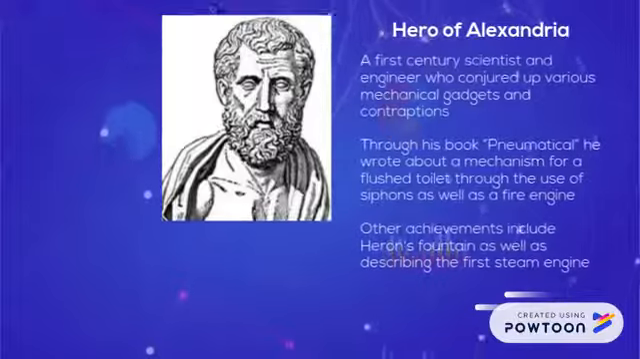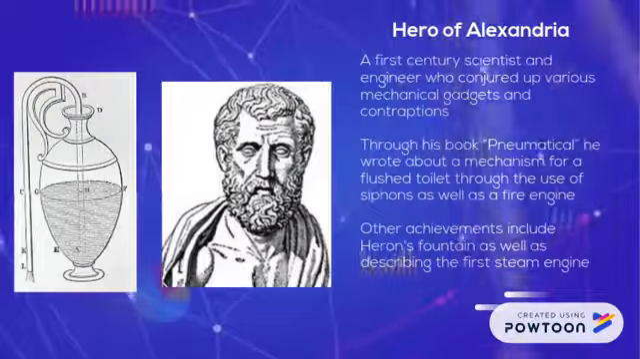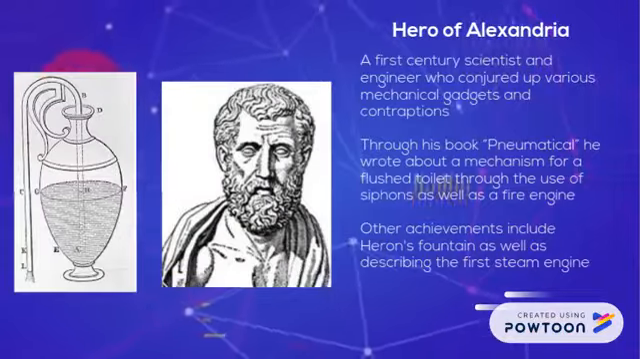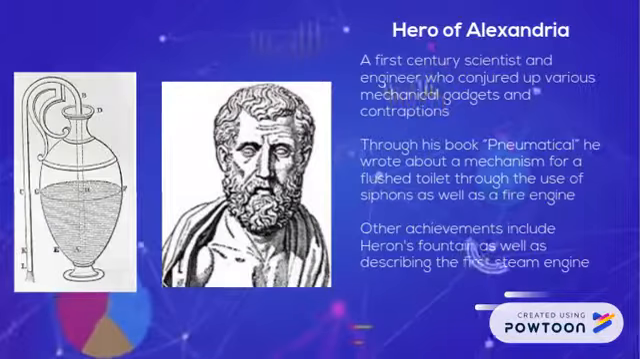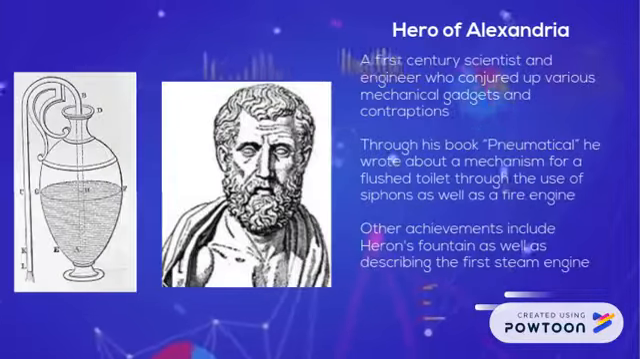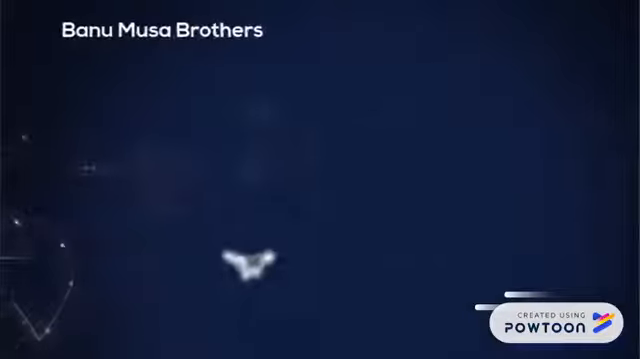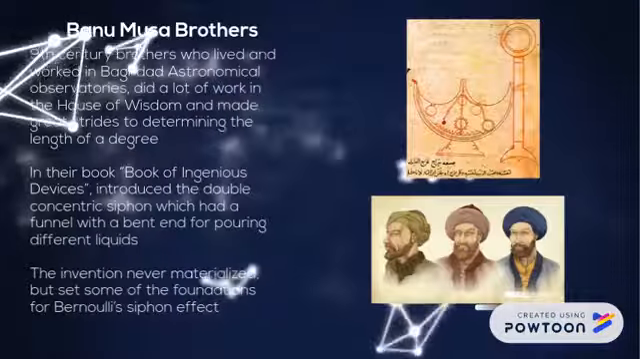The siphon was also the hero of Alexandria's book Pneumatica. Hero was a 1st century scientist and engineer who conjured up various mechanical gadgets and contraptions. Through his book Pneumatica, he wrote about a mechanism for a flush toilet through the use of siphons as well as a fire engine. The 9th century Banu Musa brothers were also seen talking about siphons.